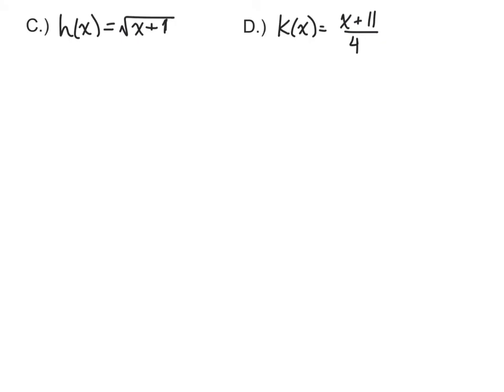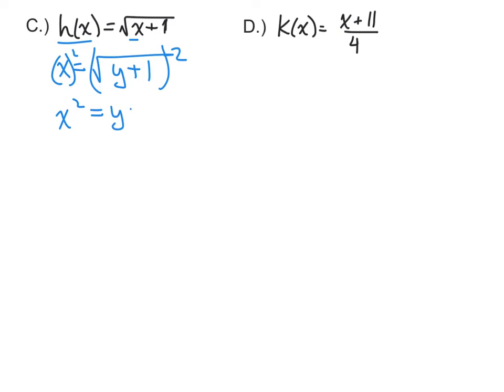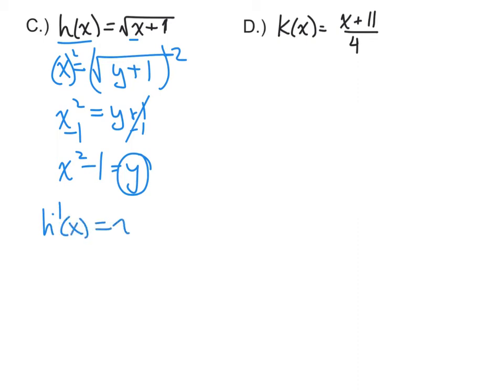With h of x equals the square root of x plus 1, switch the x and the y around. So x equals the square root of y plus 1. And solve it. To get rid of the square root, we're going to square. X squared is equal to y plus 1. Subtract 1. X squared minus 1 is equal to y. And of course, it's not y. It's the inverse of h. So write it as h inverse equals x squared minus 1.